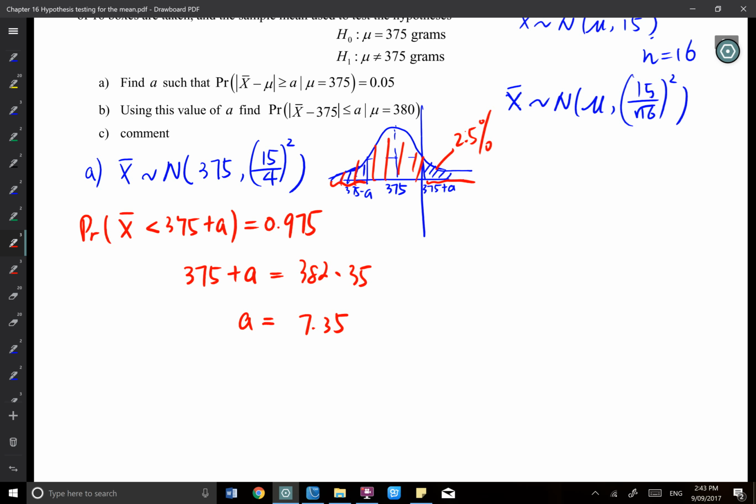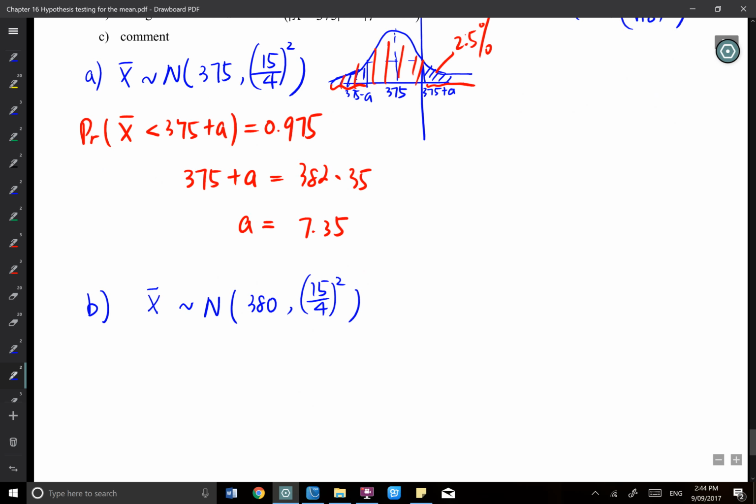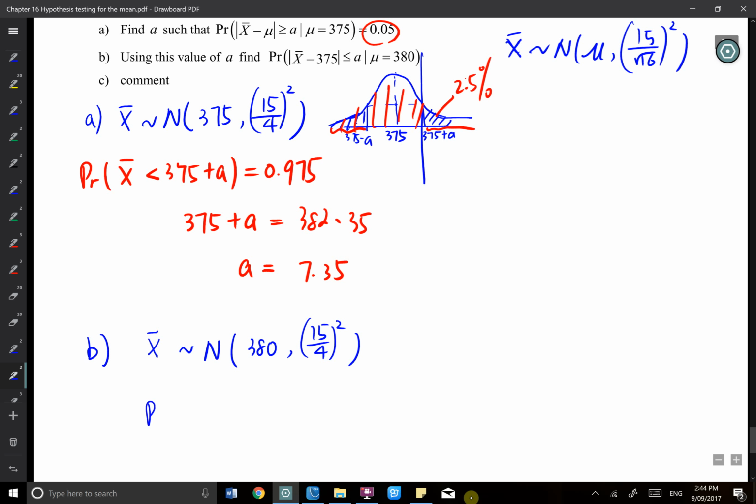The type 1 error is always the significance level you're looking for. Okay, it's always the significance level. And that's the 5% significance level. So let's have a look at B. B says mu is actually 380, it's not 375. So your X bar actually follows a normal distribution of 380 and 15/4. That's the actual distribution. And what you're looking for is the probability that the absolute value of X bar minus 375 is less than or equal to 7.35.